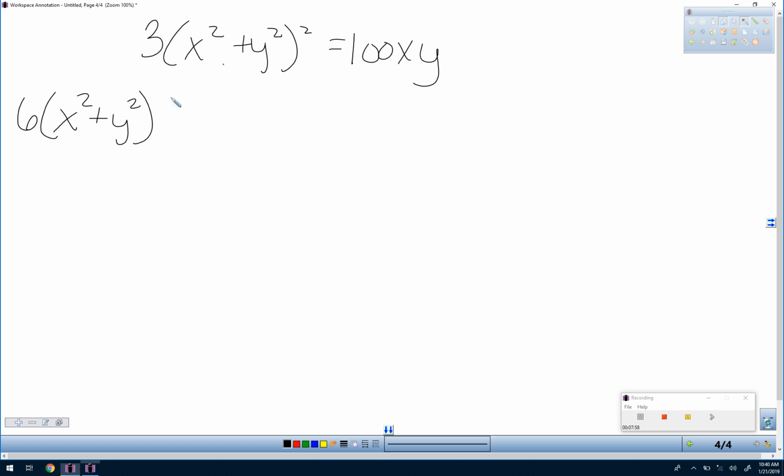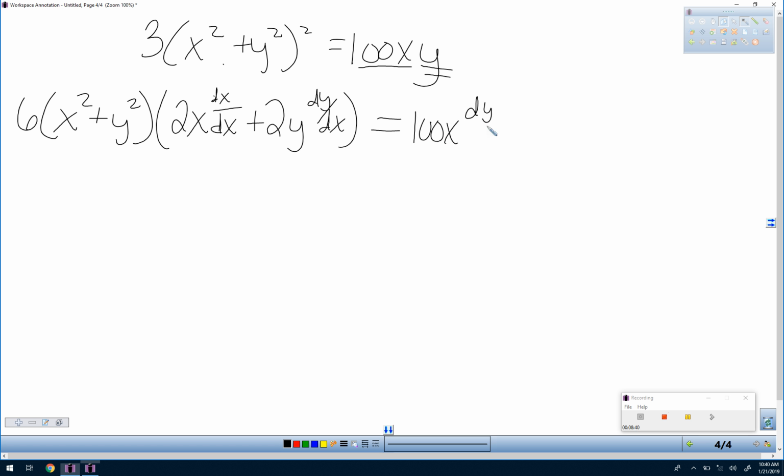The derivative of the inside term would be 2x, and that would be the derivative of x with respect to x, plus 2y, the derivative of y with respect to x. So there it is for that. Equals, now over here, I'm just going to treat this as my first term, and this is my second term. So I'd have first, 100x, times the derivative of the second, dy/dx, plus second times the derivative of the first, which would just be 100. Don't forget that dx/dx. So there is my derivative. Now, I'm just going to take this up a notch. Let's say I want you to find the value of my derivative at the point 3, 1. Now, if that's the case, I wouldn't waste my time trying to solve this for dy/dx.